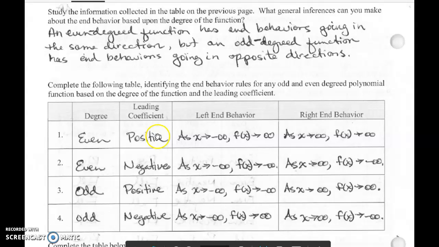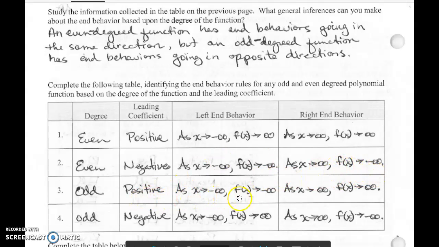A positive leading coefficient that's even, they go up on either end. So they both go to positive infinity for the function. And if it's a negative leading coefficient, even degree, they're both going down. So notice we have the negative sign for those.